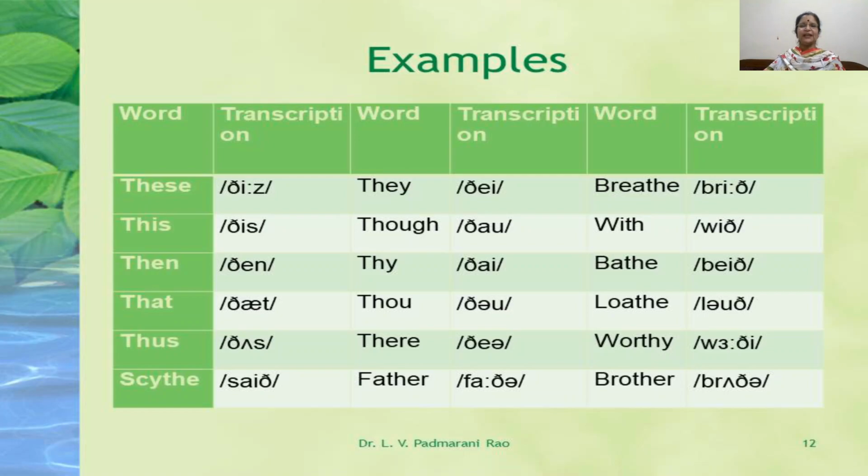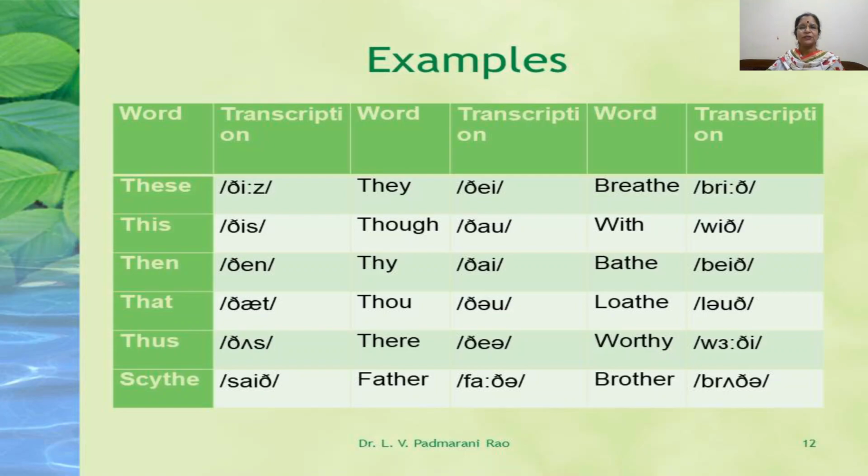Practice more examples. T-H-E-S-E, these. T-H-I-S, this. T-H-E-N, then. T-H-A-T, that. T-H-U-S, thus. S-C-Y-T-H-E, scythe. T-H-E-Y, they. T-H-Y, thy. T-H-O-U-G-H, though. T-H-E-R-E, there. F-A-T-H-E-R, father. B-R-E-A-T-H-E, breathe. W-I-T-H, with. B-A-T-H-E, bathe. L-O-A-T-H-E, loathe. W-O-R-T-H-Y, worthy. B-R-O-T-H-E-R, brother. Note that all these words we pronounce with a slight Indianized touch.